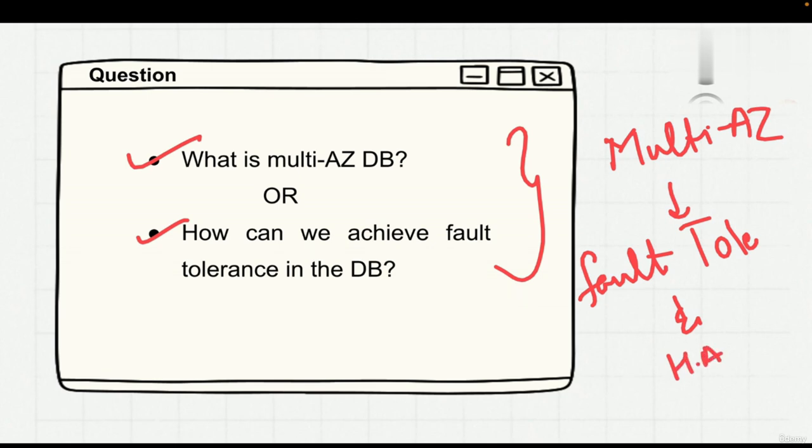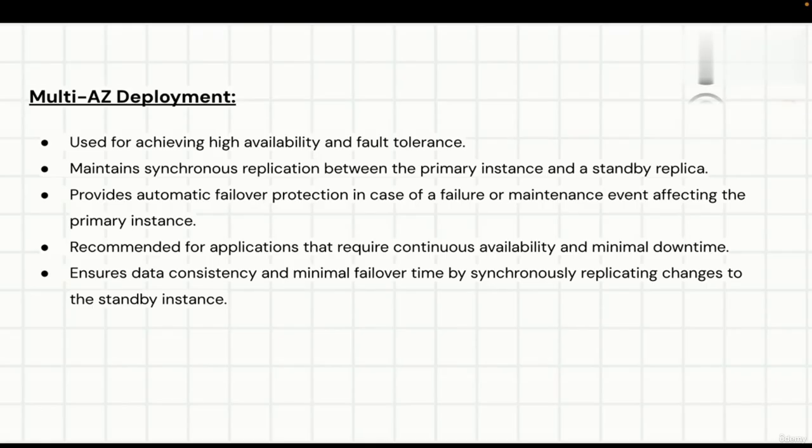In case our primary database goes down and we need a standby database, then in that situation we can opt for the multi-AZ database. Let's understand how it works. It is used for achieving high availability and fault tolerance. It maintains synchronous replication between the primary and the standby database.